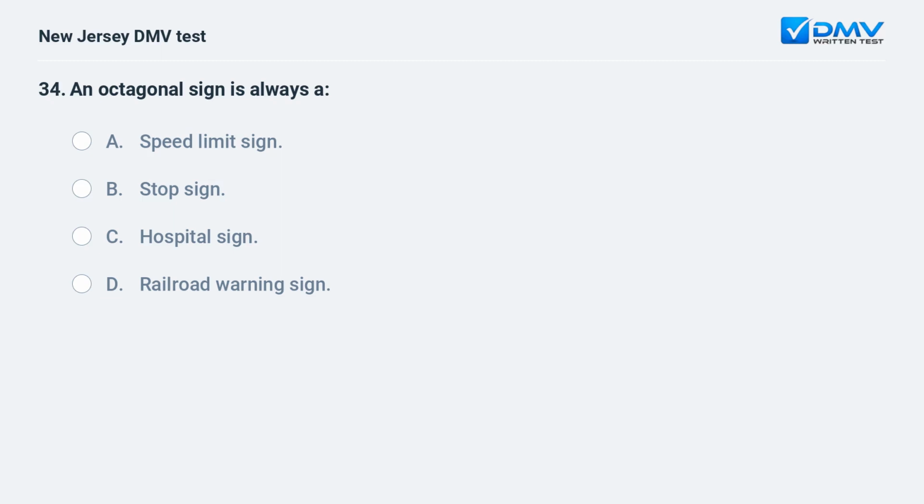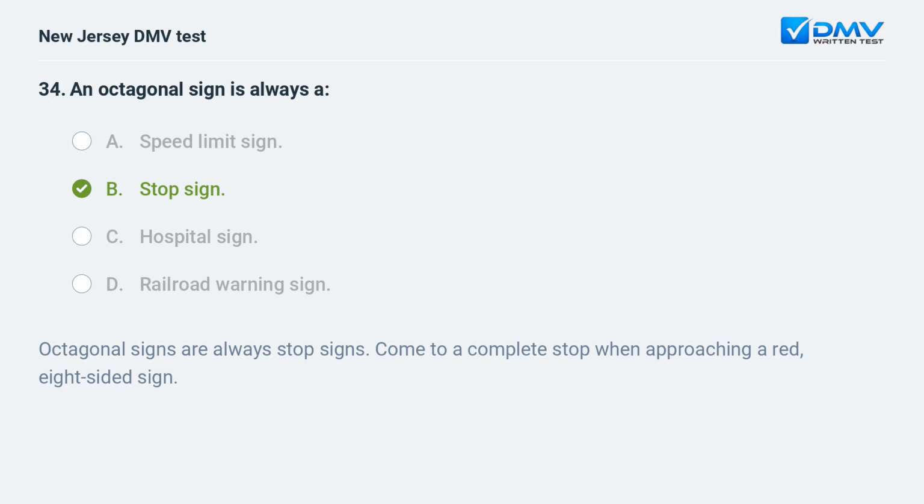An octagonal sign is always a. speed limit sign, b. stop sign, c. hospital sign, d. railroad warning sign. b. stop sign. Octagonal signs are always stop signs. Come to a complete stop when approaching a red, 8-sided sign.